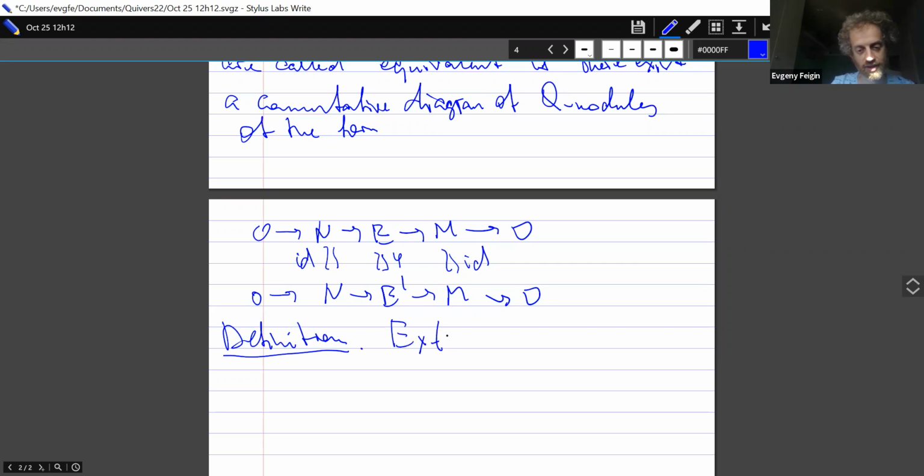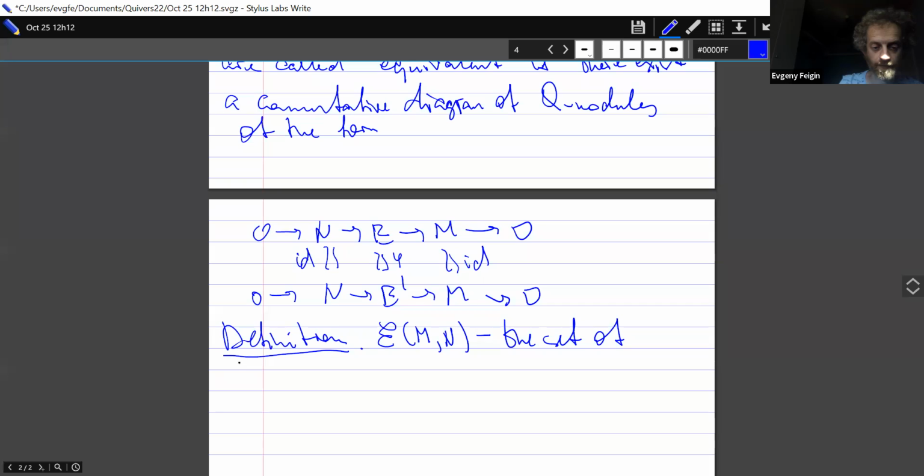So, in order to make it more readable, let me introduce another letter, E, N. This is just the set of pairwise non-isomorphic, non-equivalent classes of extensions.